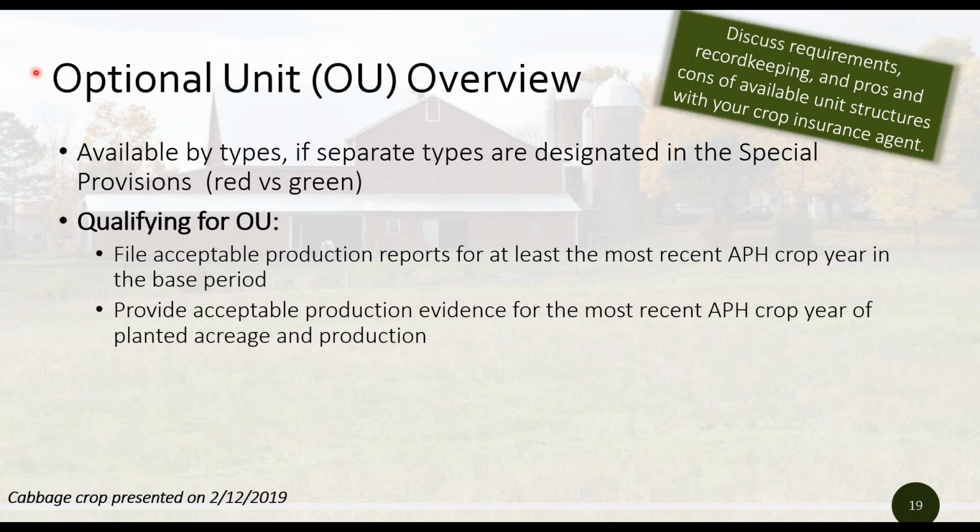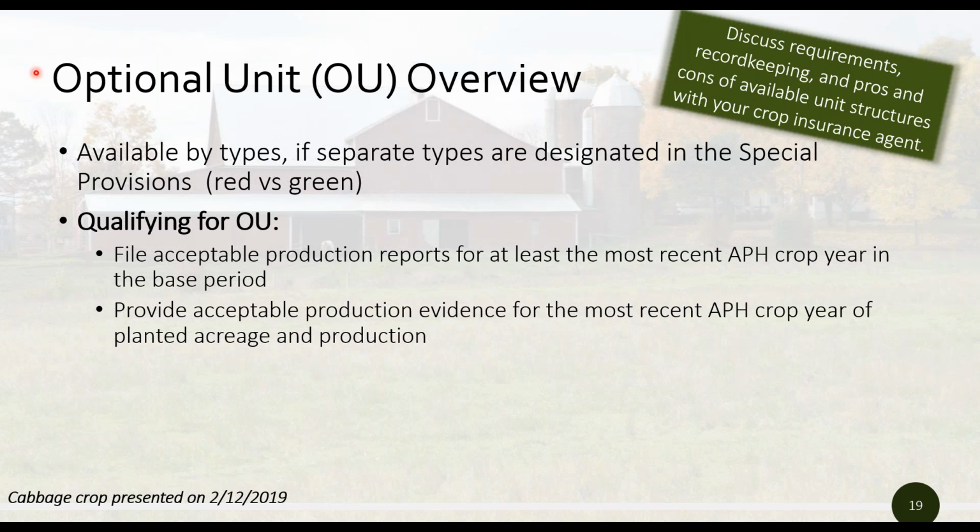Next, let's discuss the optional unit overview. And specifically for cabbage, if it's available by types, you could have an optional unit if the separate types are designated in the special provisions. And for cabbage, those separate types would be red versus green.